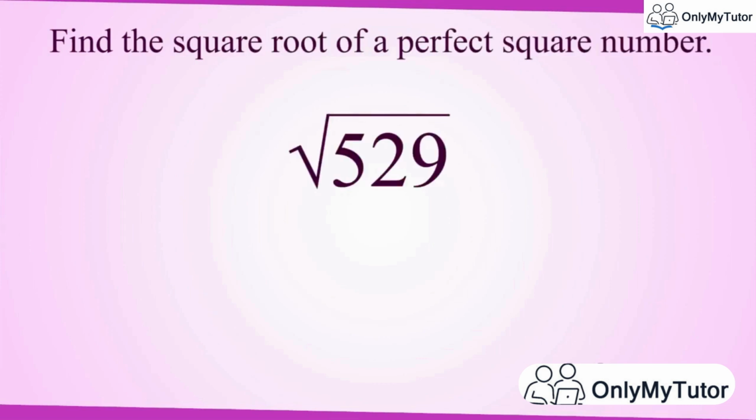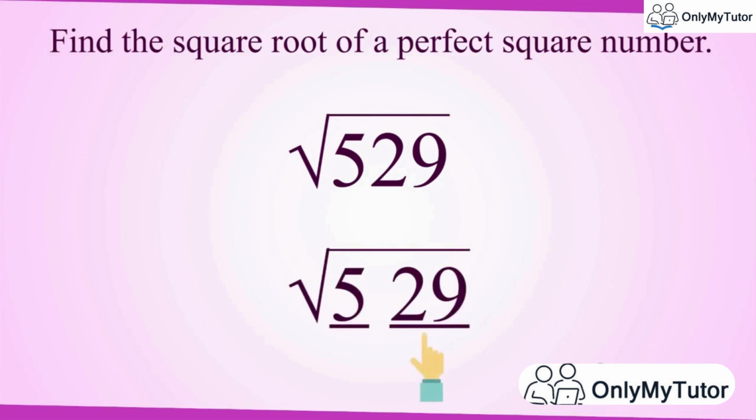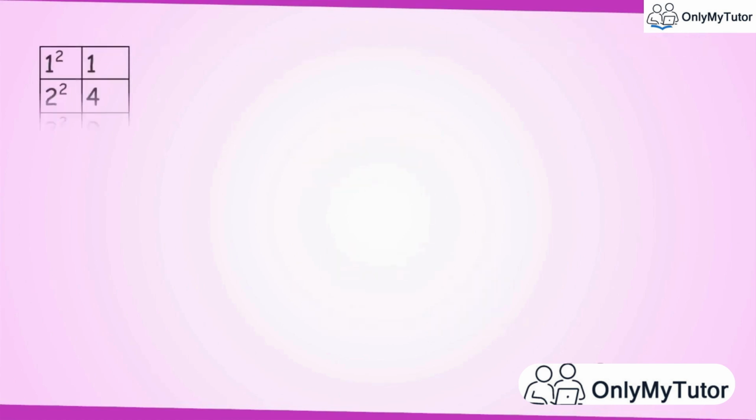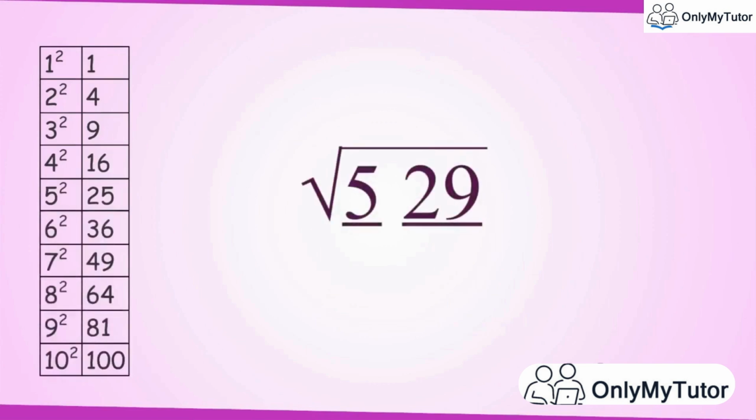We have 529. So we'll start with our first step. The first step is to make pairs of numbers from the right hand side. So here 29 will be one pair and 5 will be in another pair. You can consider it as 05. Now by looking at the unit place of our question, we can directly guess the unit place of the square root of that number, right?